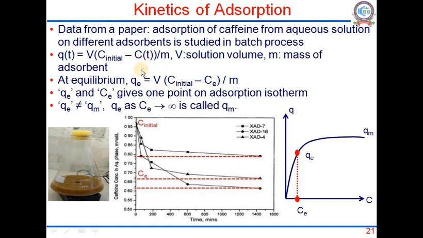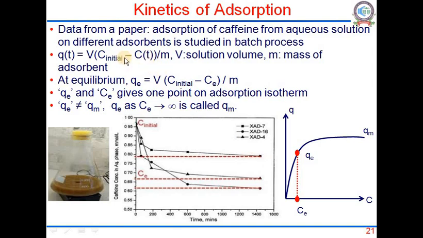So you can plot a graph of how the concentration inside the solution changes with time. At time 0 we have the initial concentration, and with time the concentration of the solute changes from the initial value to the final value. These are for different adsorbents. This is actually data from a paper, and you see that at very long times the concentration in the solution does not change, so that is the concentration in equilibrium.